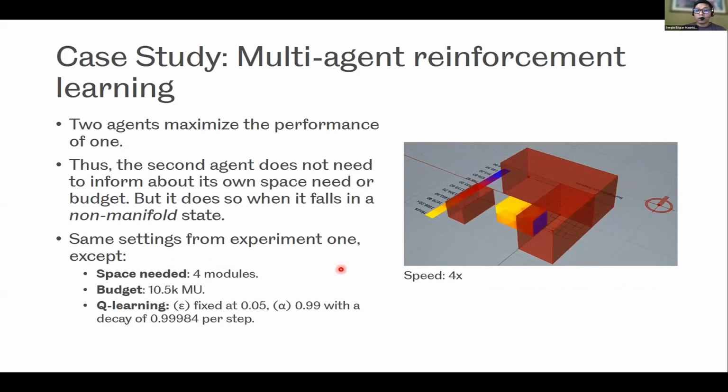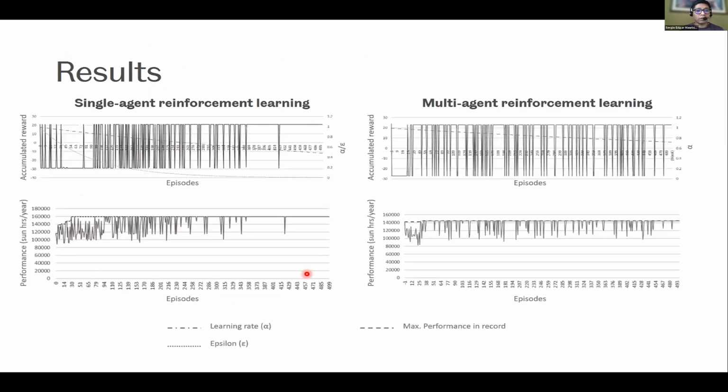So the settings were the same as experiment 1, except that the space needed was reduced to 4 modules. The budget was also reduced because of that. This was because this was the first experiment of multi-agent learning, and we wanted to keep the computation demand down. Because of this, epsilon was also fixed. So here we can see the results.